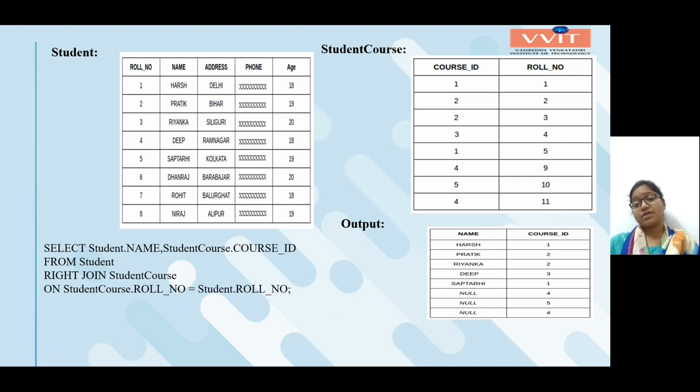That is, first all the matched rows of the left table, 1, 2, 3, 4, 5, are written, and the remaining roll numbers 9, 10, 11 of the right table are also displayed, and the result set contains null values for 9, 10, 11. This is about the right join. Right join is also called right outer join.